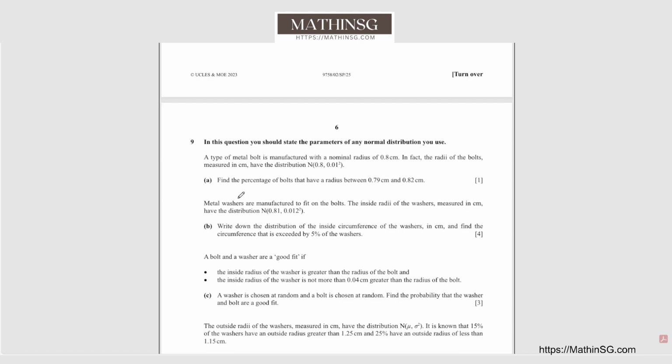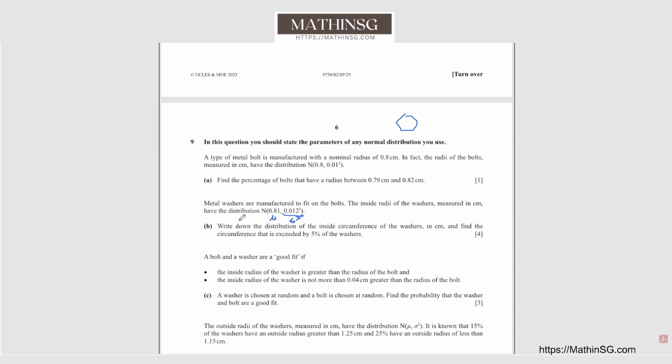So next we have metal washers. They are manufactured to fit on the bolt. So the washers are the things that are outside, okay, and they need to fit on the bolts. So the inside radius of the washers, measured in cm, has a distribution of normal 0.81, 0.012 squared. So this one is the mean, and this is sigma squared, or standard deviation squared, or your variance.